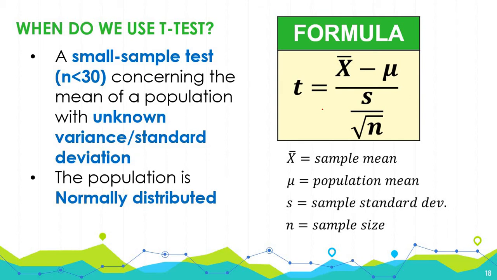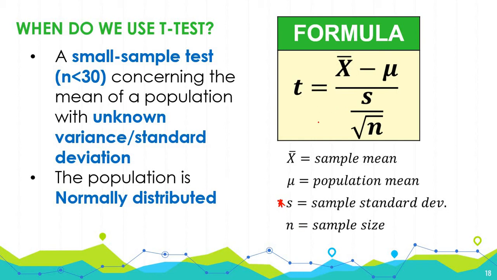In terms of formula, this is what we use. T equals x bar minus mu all over S over the square root of n. You know very well what x bar is. That is the sample mean. Mu is the population mean. This is the new variable that is unfamiliar yet to you, but we designate S as the sample standard deviation. And lastly, n is the sample size.